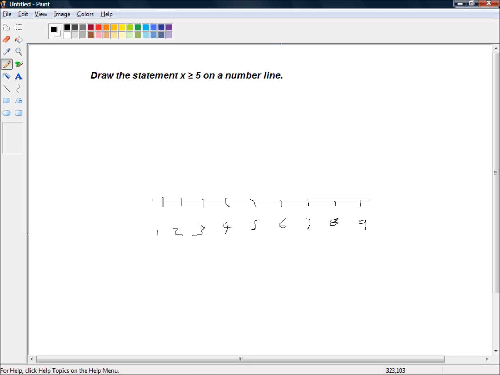Now x is any number that is bigger than 5 or equal to 5. So we fill in our circle because it can be equal to 5, and we draw an arrow pointing to the right, pointing to all numbers that are bigger than 5. Okay, and that's all there is to it.